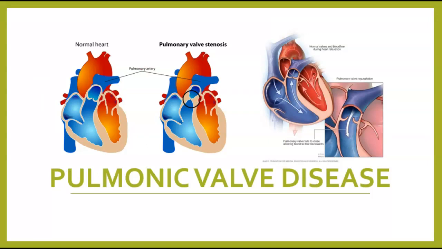Last disease process we'll talk about is pulmonic valve disease. So we know that the pulmonic valve is between the right ventricle and the pulmonary artery. This disease is fairly uncommon. If they have pulmonic valve stenosis, it's almost always going to be congenital. The pulmonary valve narrows and then the blood slows when it's being pumped out of the right ventricle.